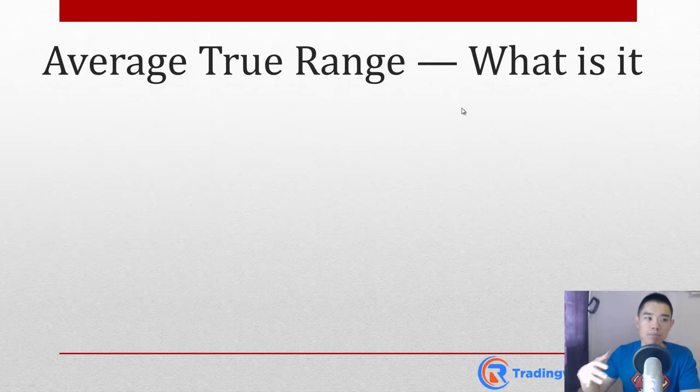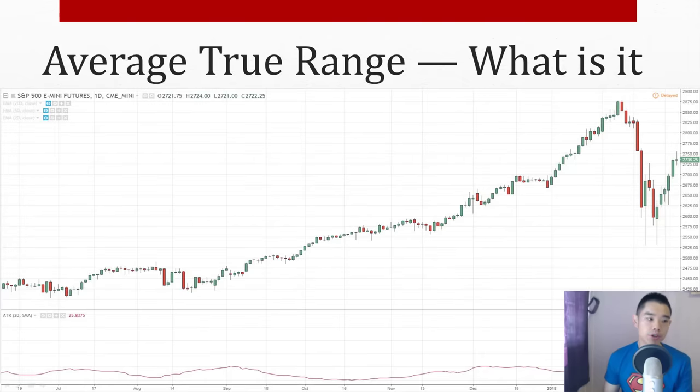Next indicator, let's talk about the average true range. The average true range is an indicator that helps you measure volatility in the markets. You can see an ATR indicator is this one at the bottom here. One thing to note is that it measures volatility, not the trend. The market hit lower here, but this indicator is pointing higher, so it doesn't tell you the direction of the trend.